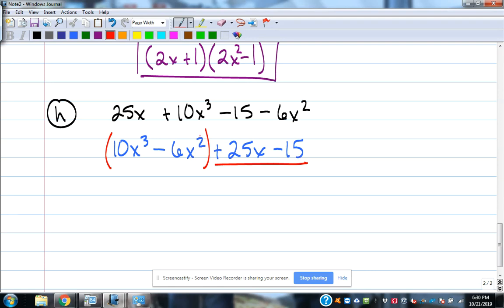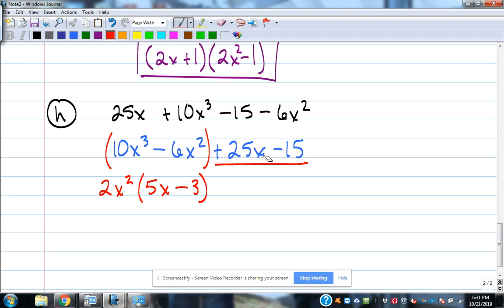What do the first 2 have in common? 2 and what else? Good job. What's that leave in their parentheses? 5x and just a minus 3. We don't need an x because we've got x squared outside, so that takes care of all the x's. What do these 2 have in common?